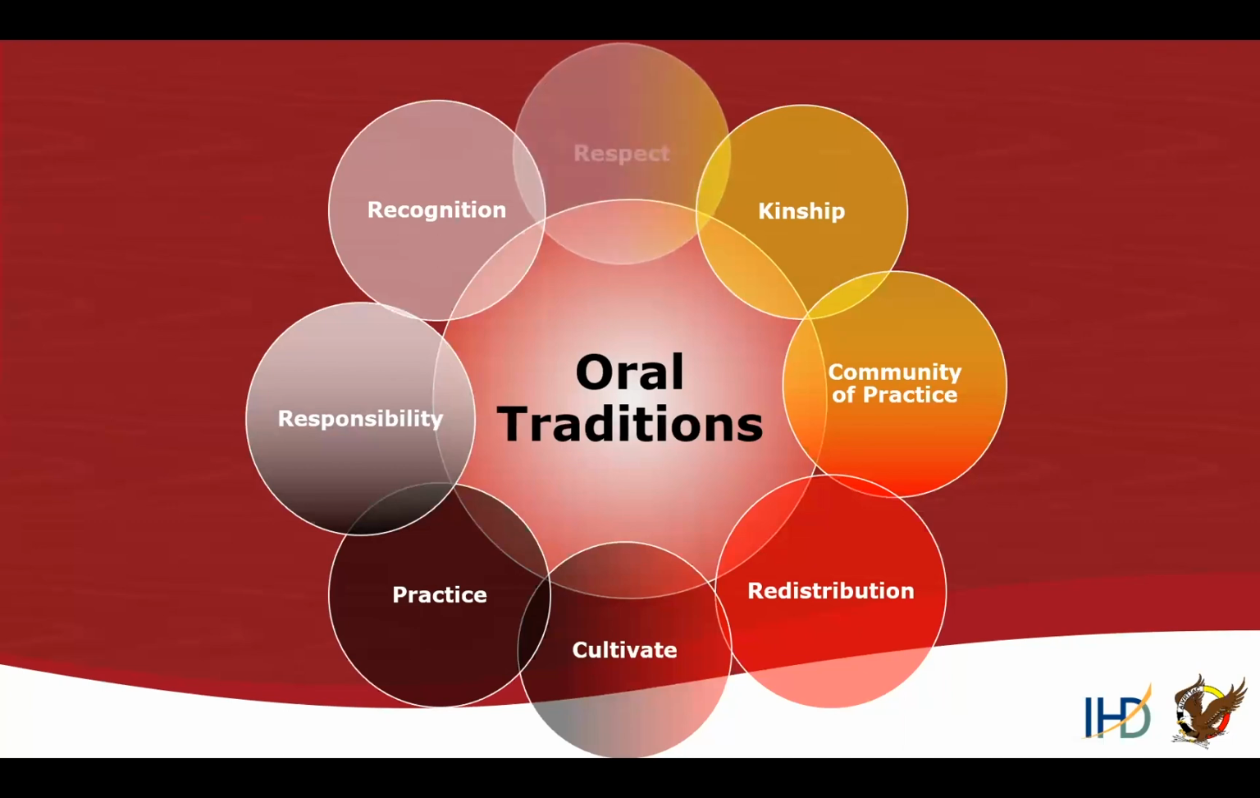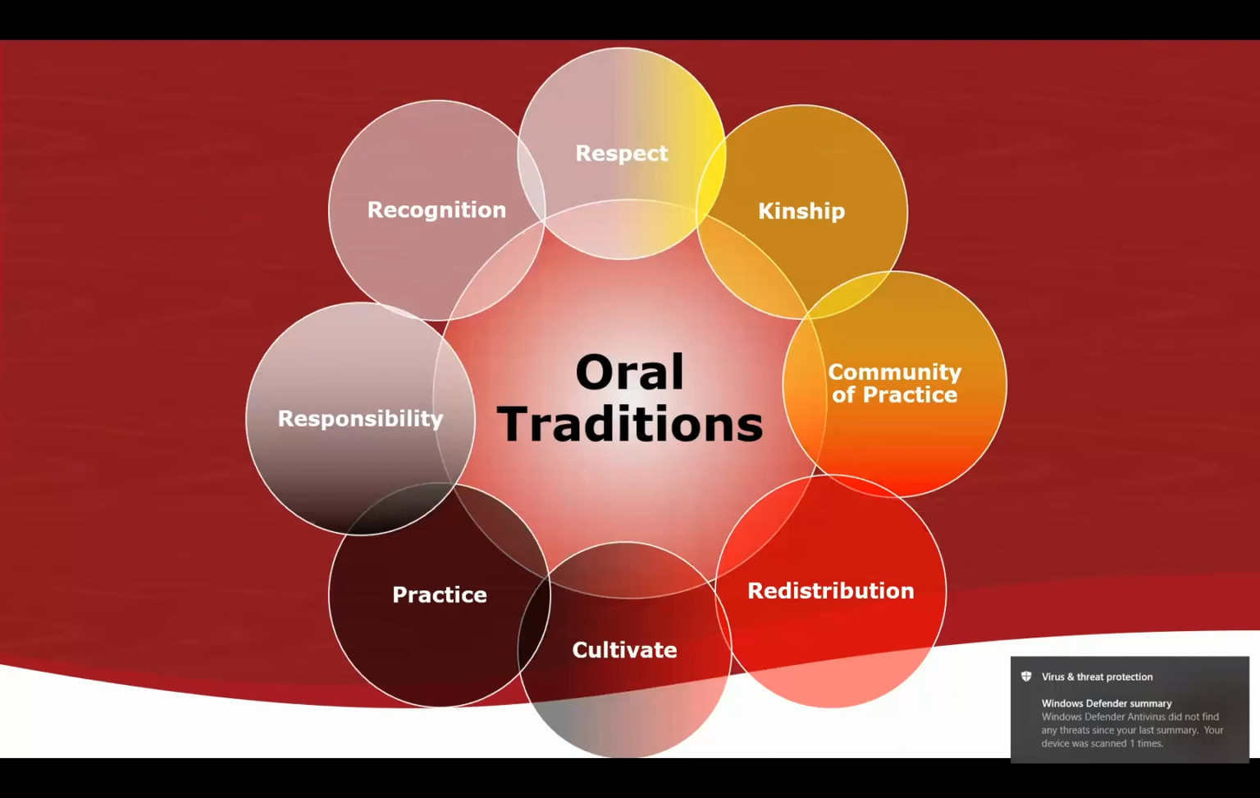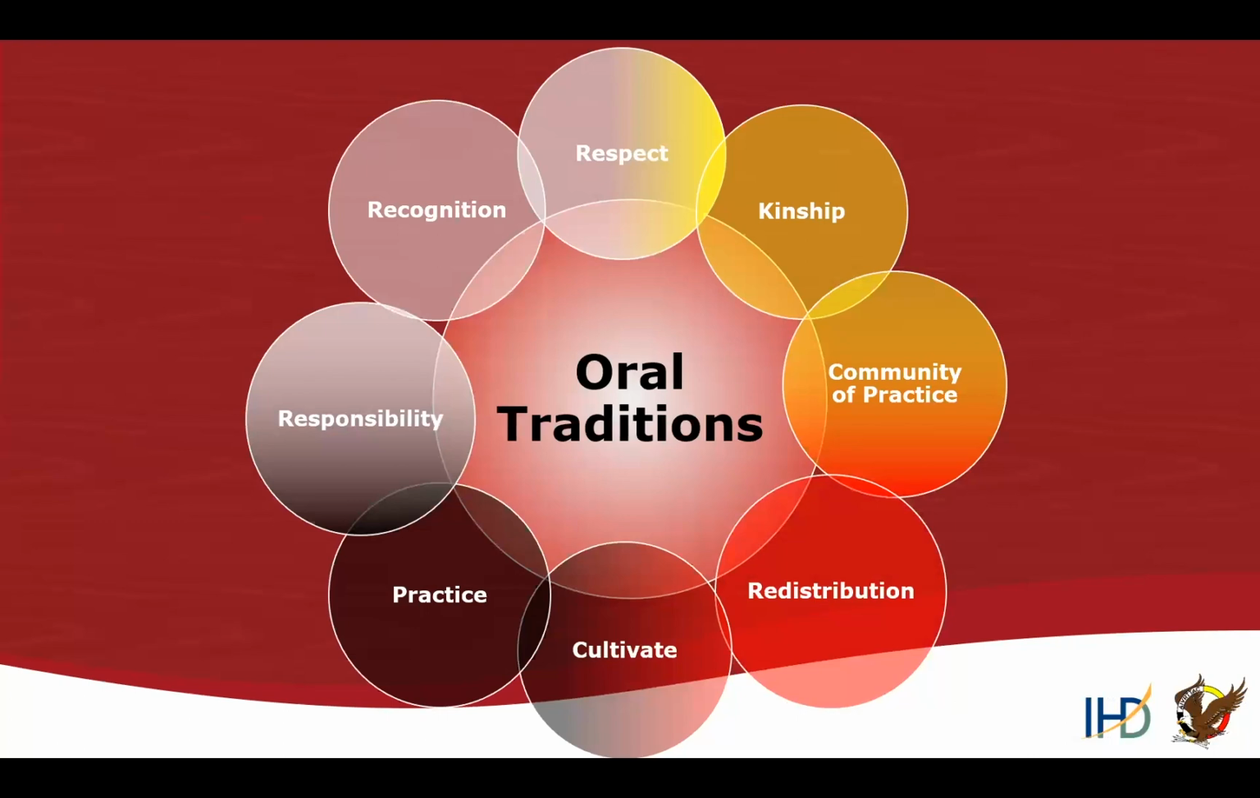Looking at kinship, we want to look at valuing our relationships built on honesty and trust. Looking at community of practice, including activities and discussions that generate learning and building capacity of the AIVRTTAC community. Redistribution is very important in our communities in the sense that through our talking circles, we would really encourage redistributing the knowledge gained among AIVRTTAC community members who aren't able to join us today.